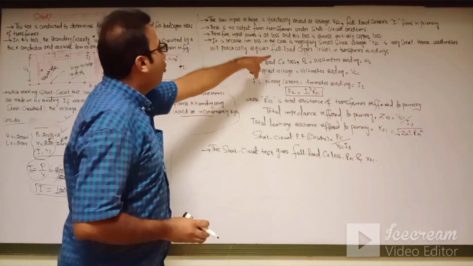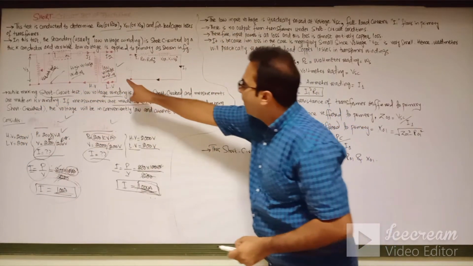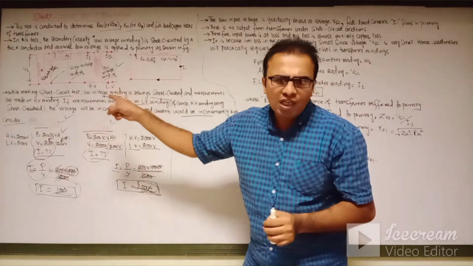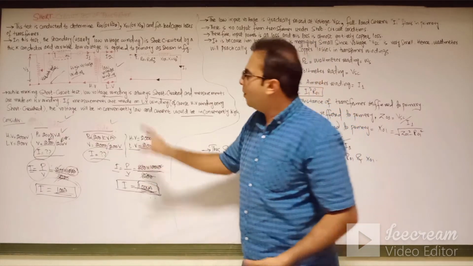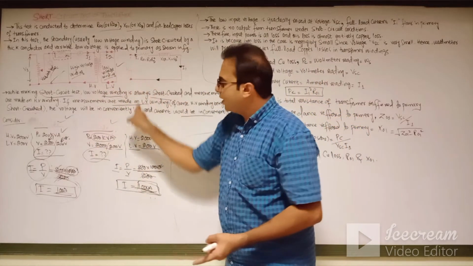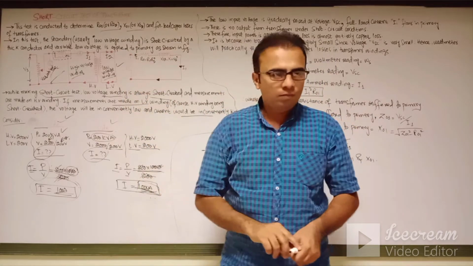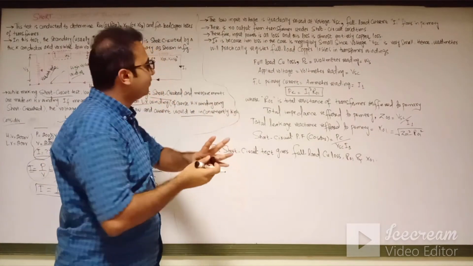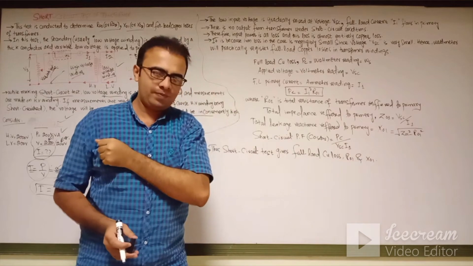There is no output from the transformer under the short circuited condition, as you can see from this diagram. The secondary side, which is the low voltage winding, has no load connected to the transformer. Only that winding is short circuited or shorted with the help of a thick conductor. Therefore, input power is all loss, and this loss is almost entirely the copper loss.